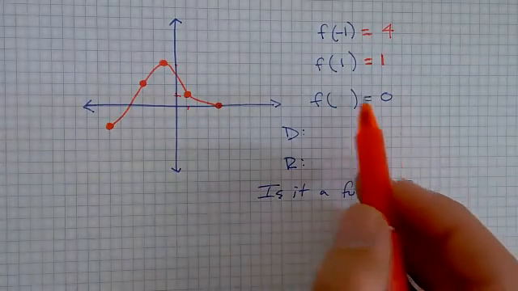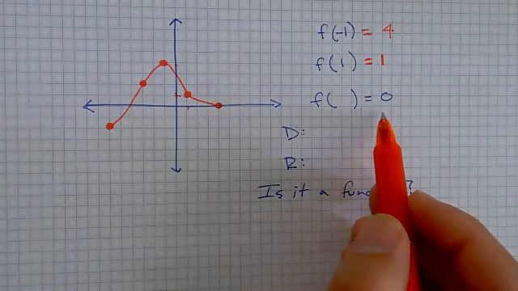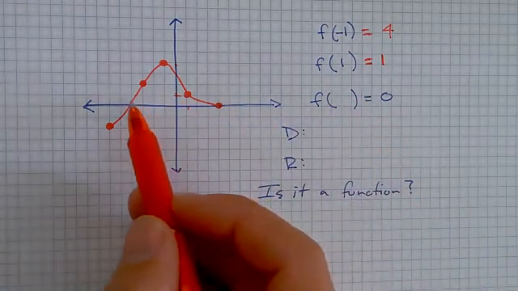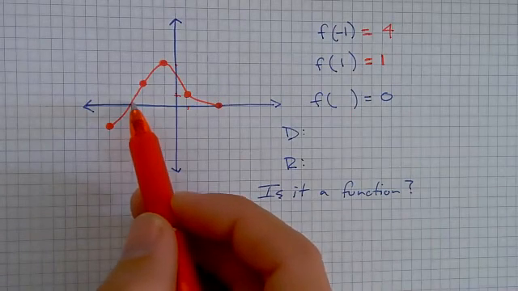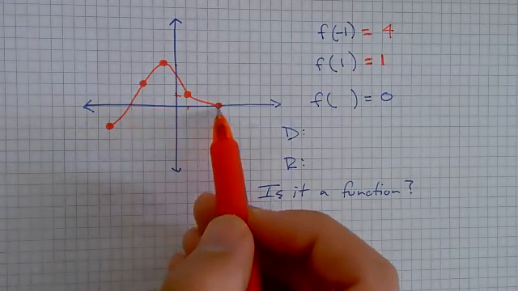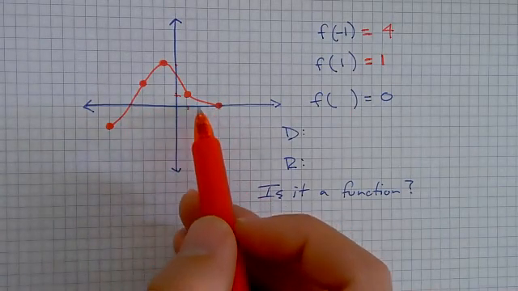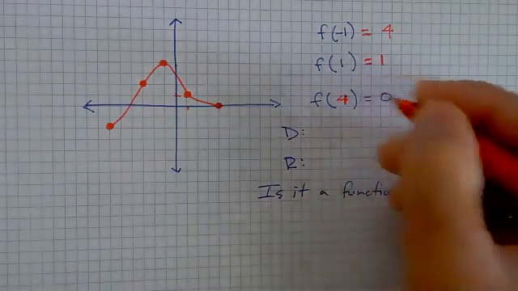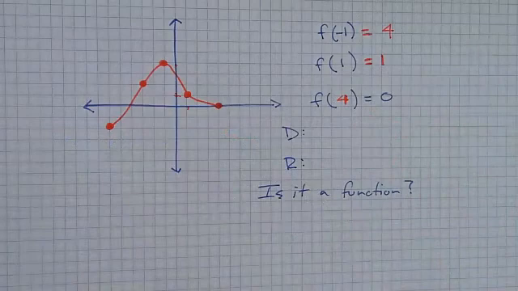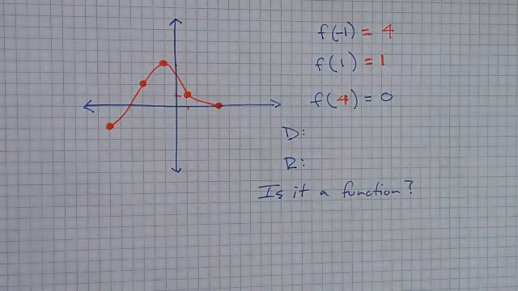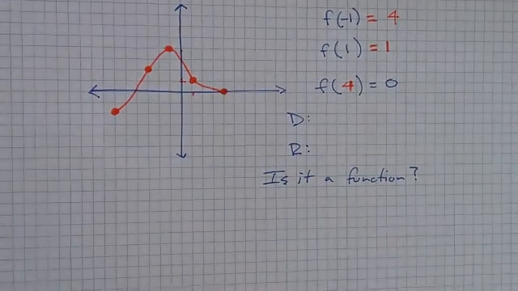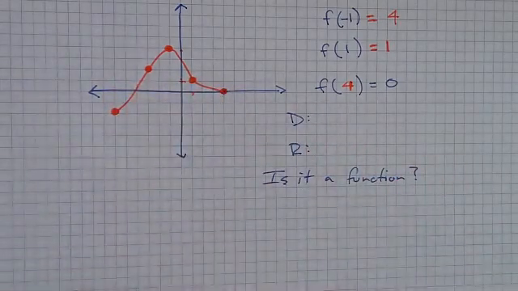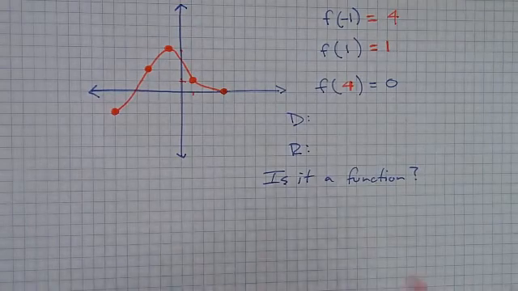Okay, looking for an input that's going to give you the output of 0. Okay, there's actually kind of 2. You could have said this point, but I didn't put a big circle on it, so we'll just assume I meant this one. Okay, 1, 2, 3, 4 should have been the input there. Okay, but that one was a little tricky because technically there are 2. I didn't think about that when I made it.